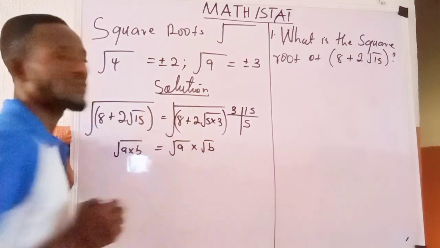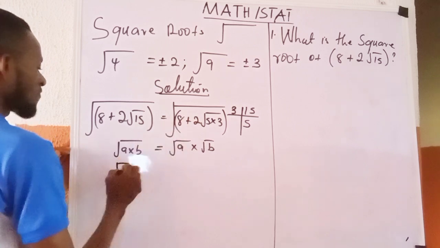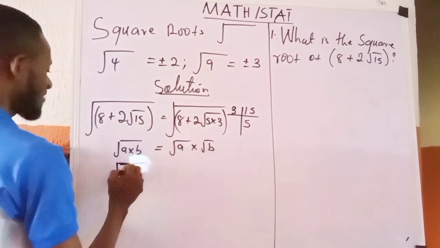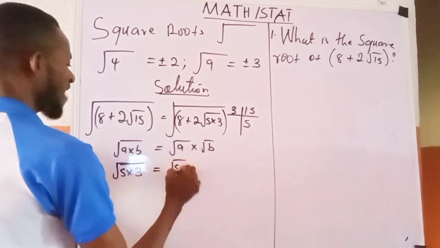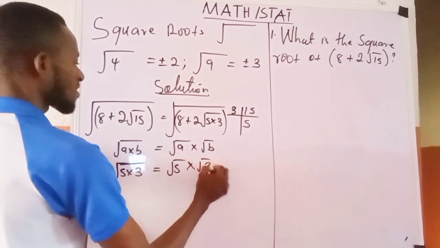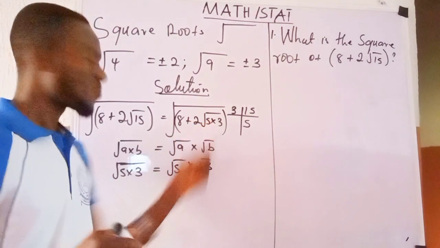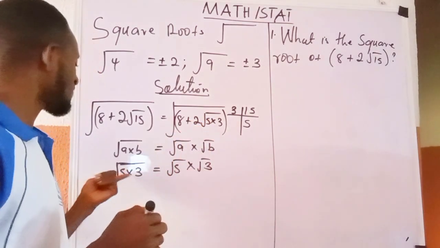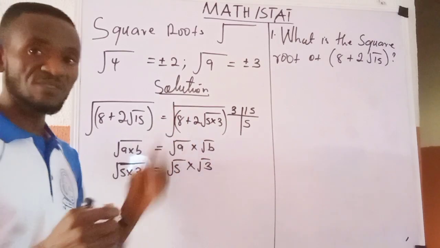If you agree with me on that, it implies that root of 5 times 3 is going to be root of 5 times root of 3. So I'm free to come back to this question. Wherever I see root of 5 times 3, I'll use root 5 times root 3 in each place.